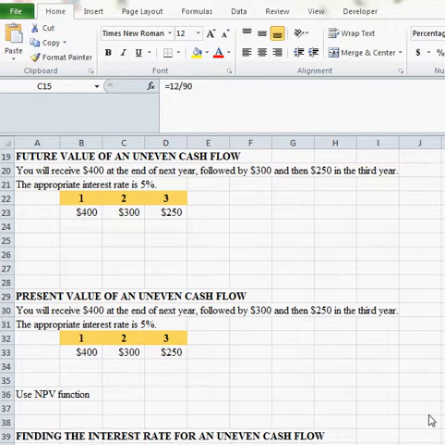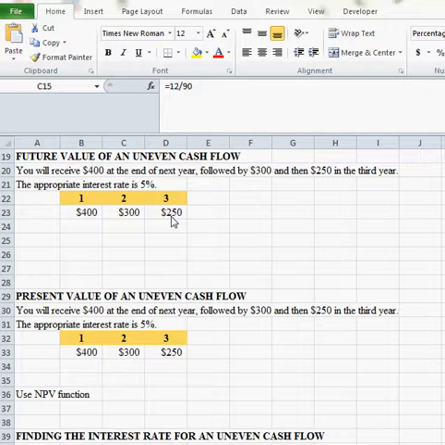Uneven cash flows are more difficult to compute than an annuity or just a lump sum. And they basically are going to cover anything that isn't covered in the other two cases. So here's some examples. You're going to receive money over a 3-year period, $400 the first year, $300 the next year, and then $250 the third year.